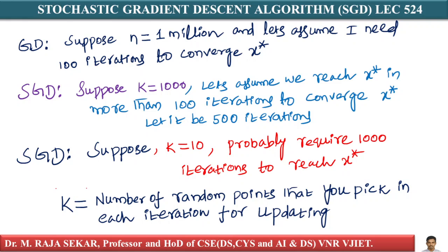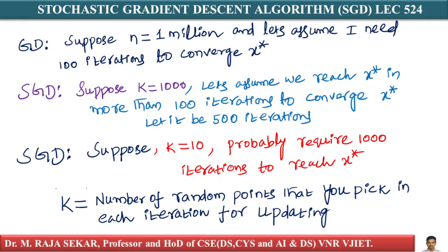Remember, the set of k points that you pick for the first iteration will be different from the set of k points that you pick for the second iteration. Isn't it? That's important. You need to pick a random set of k points every time, for every iteration.